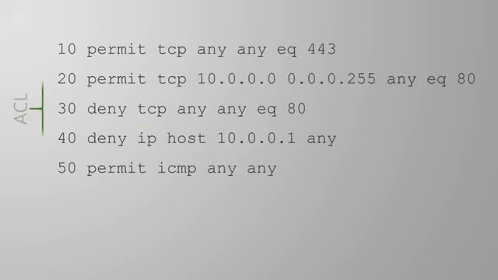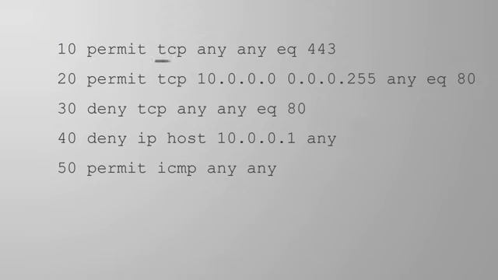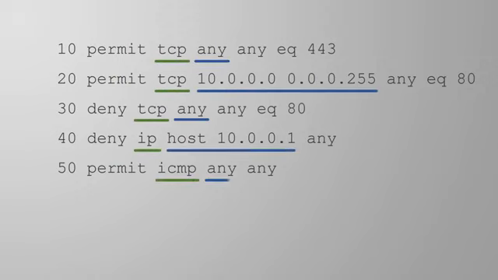An ACL is really a collection or list of rules. Each of these rules is called an access control entry, or ACE, and is used to permit or deny traffic. Each entry in the list is evaluated in order from the top of the list to the bottom. Every entry contains some match criteria. This may include information like source address, destination address, protocols such as TCP and UDP, and port numbers.